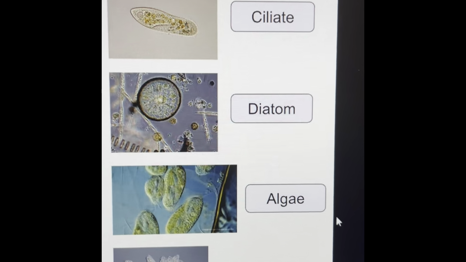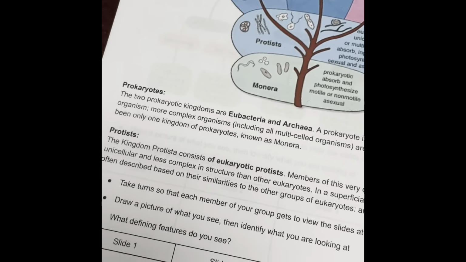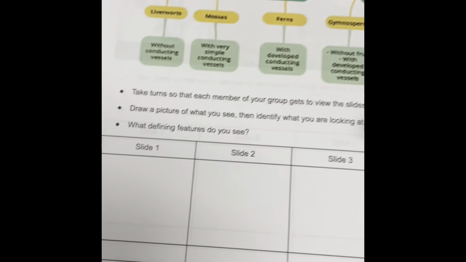So what I want you to do is draw a picture of these to the best of your abilities and then label its name. What I want you to look at is what features do you see which categorizes it in the family Protista or in kingdom Protista. You will do the same thing for the next kingdom Plantae.